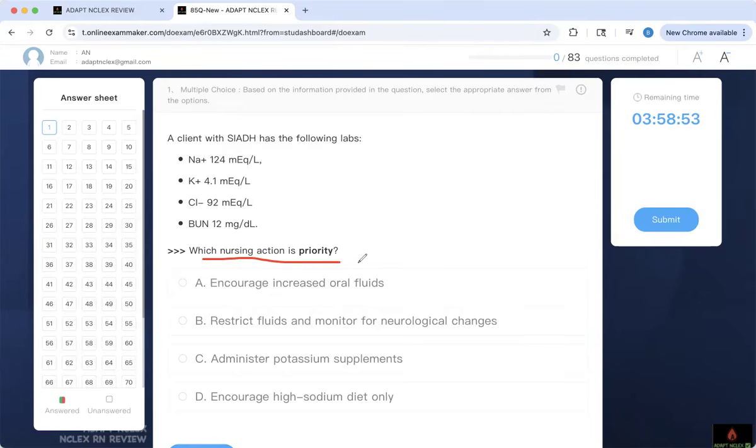I read the question from the back to figure out what is being asked. Which nursing action is a priority? I know all this may be right, but I've got to pick the best one. A client with SIADH, I should expect certain things about SIADH. What is the problem? The sodium should go low because you're retaining fluid. Osmolarity of your blood is going to go low. Your urine specific gravity is going to increase. And your urine sodium is going to be low.